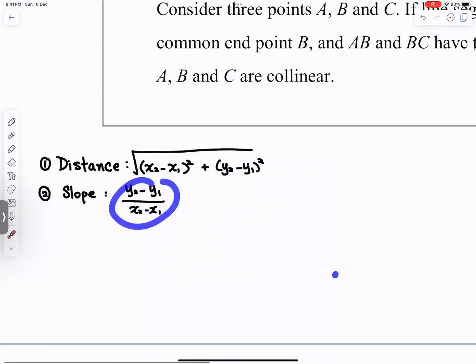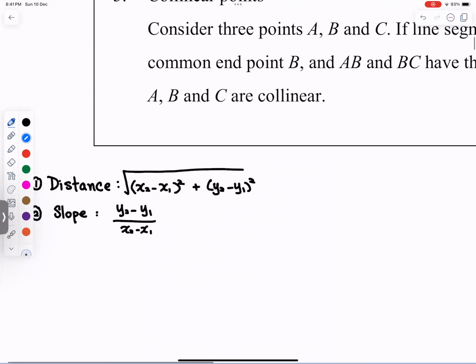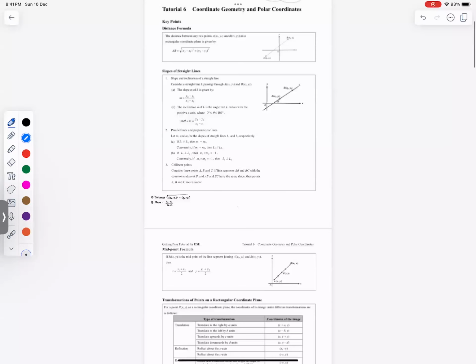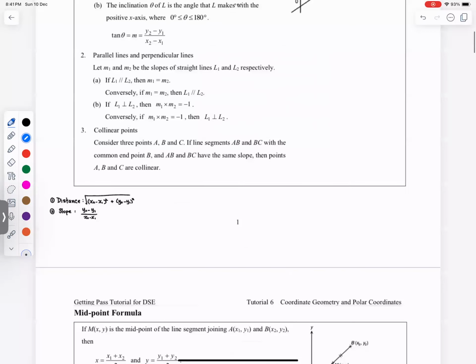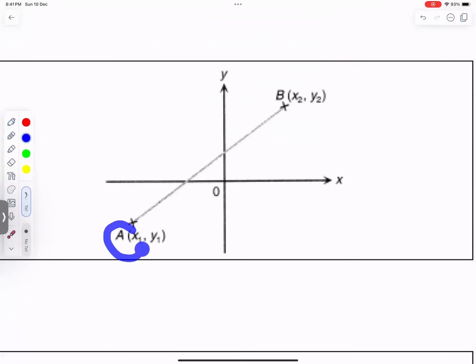For example, if I have coordinates, let's say, do I have example here? No, I don't. Okay, like this is a straight line here. We have an A point here. We have a B point here. The coordinates of A is x1 and y1. That just means the first x, the first y. The second x, the second y. If there's a C point, we will just call it x3 and y3.